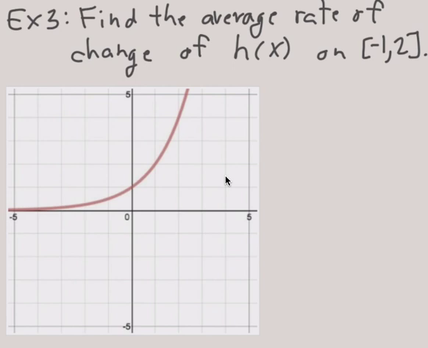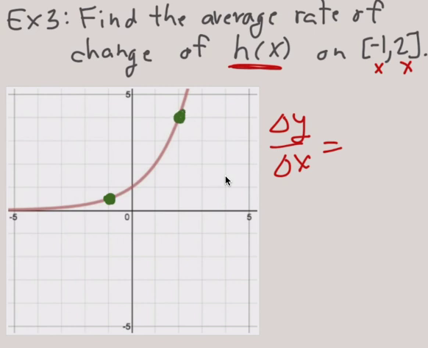Okay. Similar setup here. I have a slightly different interval from negative 1 to 2, and I have a different function, h of x. This one is actually an exponential in this case. All right, same setup. I need to find the change in y divided by the change in x. So let's identify the points on the graph. When x is negative 1, our point is right here. And when I have x is positive 2, I get the point right up here.